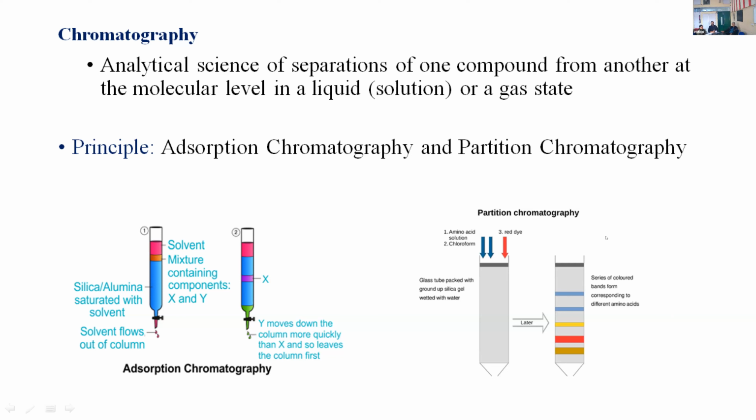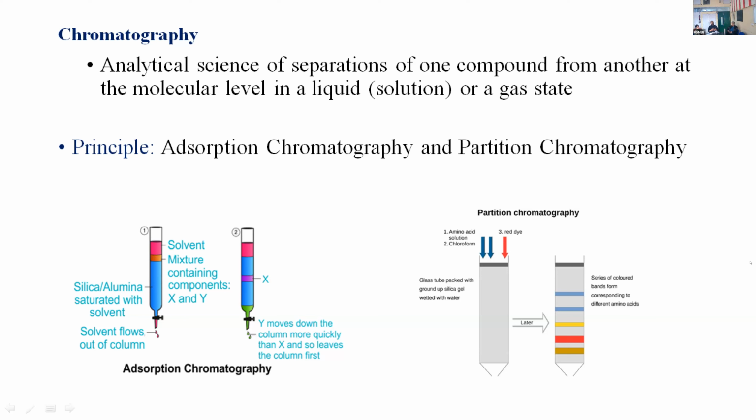So what do you understand by chromatography? As sir said briefly, in technical terms, chromatography is an analytical science of separation of one molecule from another in a mixture at the molecular level, in a liquid solution or in a gaseous state. So what is the fundamental principle underlying chromatography? The fundamental principle of chromatography is the separation of molecules on the basis of interaction of the liquid mobile phase as well as the stationary phase.